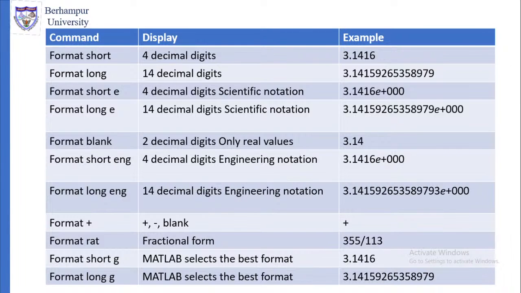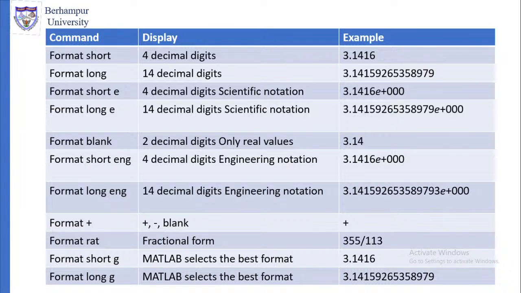The leftmost column or the first column shows you the command. These commands you have to give in the command line or in the program, and what it displays is given in the second column, and an example is in the third column. These F's in the command in the first column, the first letter should be small letter. By a mistake it is capital letter, but first letter should be small. So format short, which means we have got 4 decimal digits. For example, it is 3.1416. So after the decimal point we have 4 digits. That is what 4 decimal digits means.